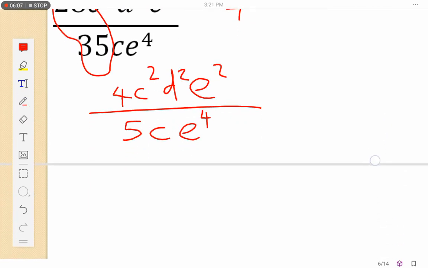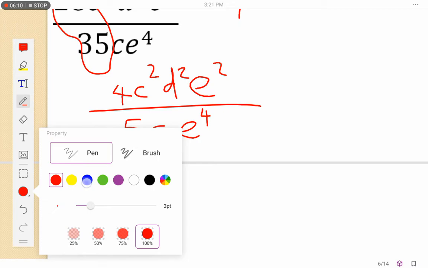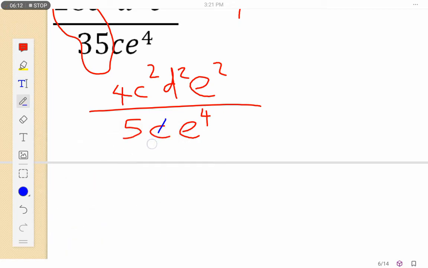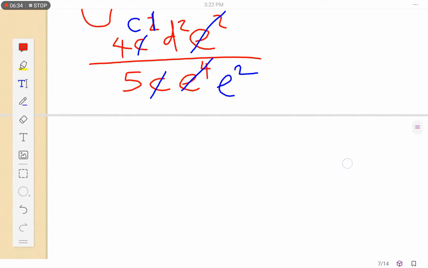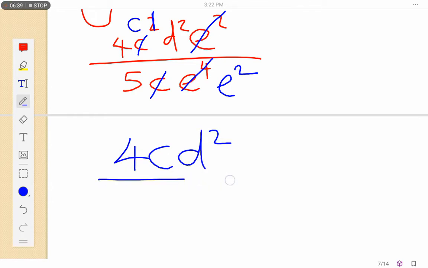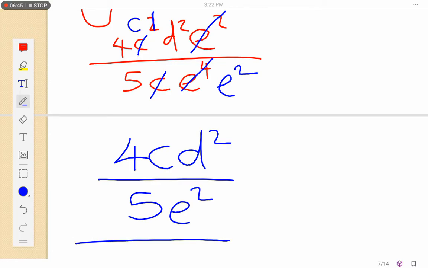Let's go on and divide again. Now I can have my c going in and I'll remain with 1c here. Then my e, this one 1, and I'll have e to the power of 2. So let me write here c so that we can see. Now with that, I can rewrite the fraction as 4c d squared over 5e squared. Okay, like that. So this is how we simplify this one.